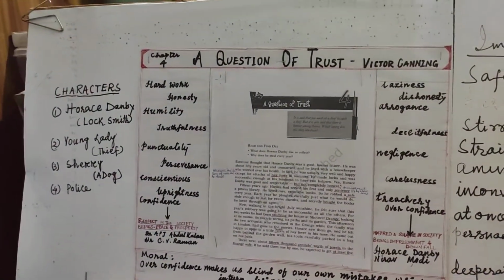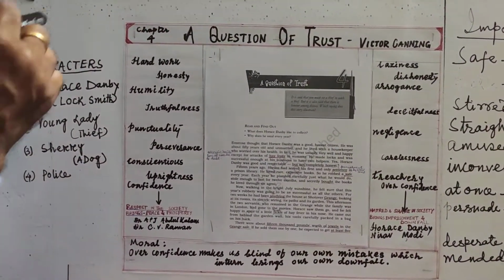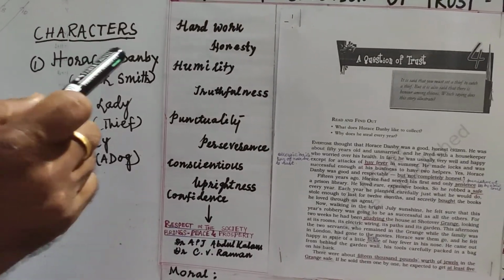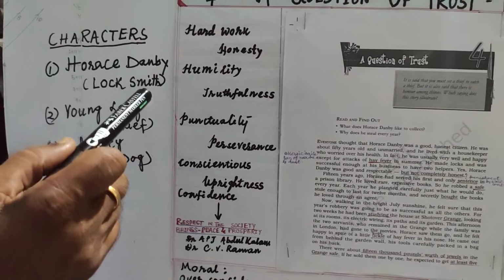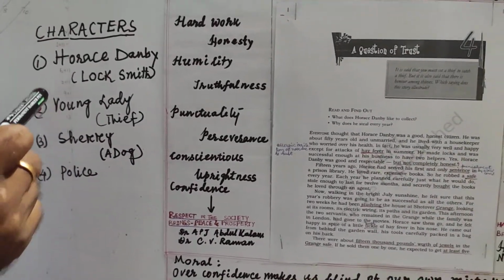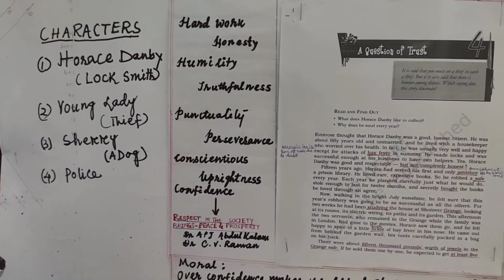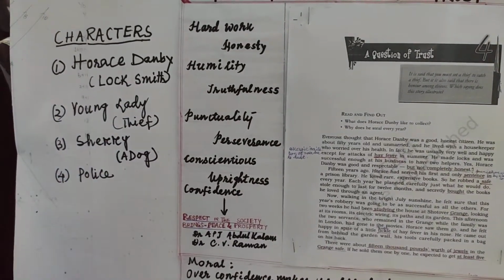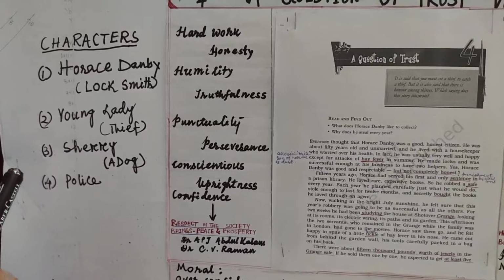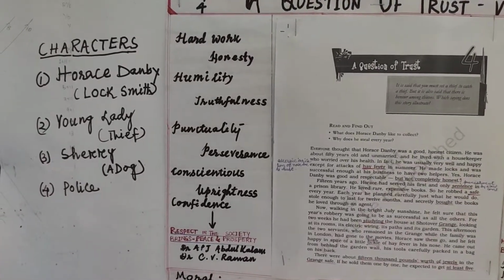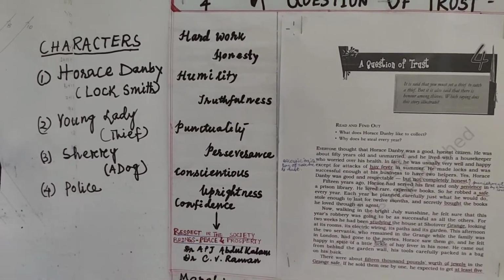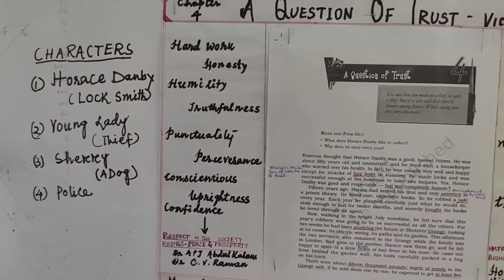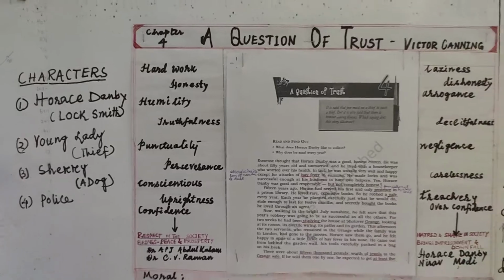Students, let me tell the main characters of this story. The main character is Horace Danby and he is a locksmith. Then the next important character, the name is not given, is a young lady, she is also a thief by profession. Apart from this, there are some supporting characters. One is a dog named Sherry and the last characters are the police people.